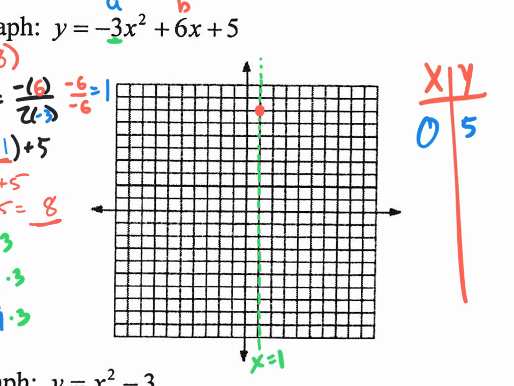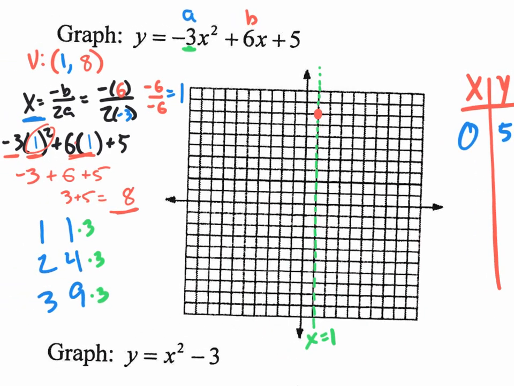If you plugged in 1, guess what you would get out? You'd get out what you did over here on the vertex. Plug in 1, you already plugged in a 1, you got an 8. So if you plug in a 2, you're going to get out a 5. Now, how do I know that? Because I already know that my coordinate 0, 5 is right here. And I know I'd map it over to the other side, so if I plugged in a 2, I'd get out a 5 anyway. So that's why the instructions say plug in 2 values that are on the same side of the axis of symmetry.